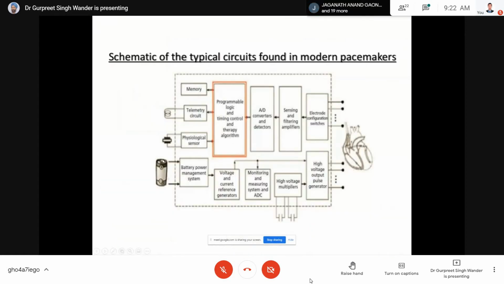This is the intricate electrical circuitry, which essentially has the battery power, and it has the voltage and current reference generators. It monitors and measures the current. High voltage multipliers are there. And the pulse generator has its own battery which lasts. Normally the batteries that we use today are lithium iodide batteries. They last for a period of 8 to 10 years. And after 10 years, we have to change the pulse generator.